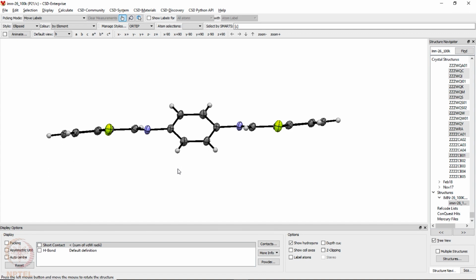One can ask, how do you know that this structure that you have determined from single crystal is the same as that of the powder X-ray diffraction data?